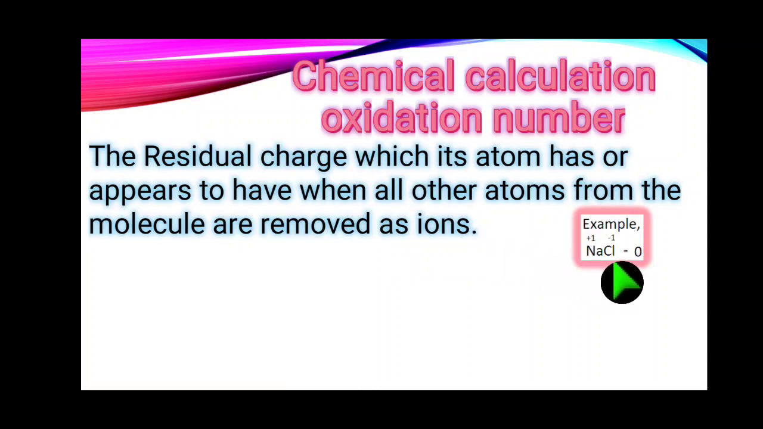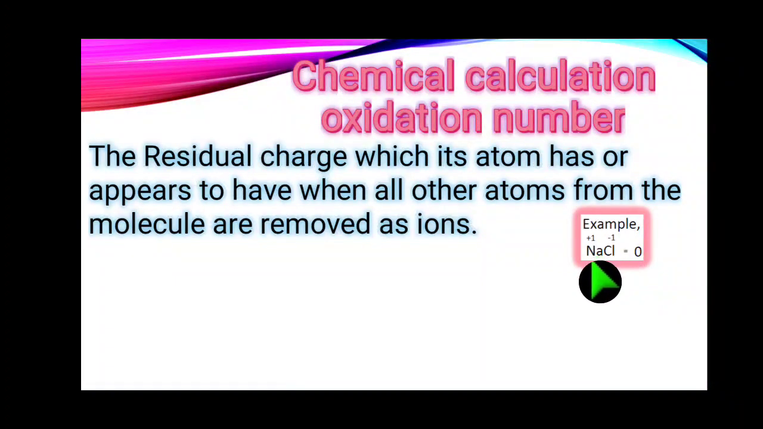For example, sodium chloride. The total charge is zero. Suppose we are going to find the sodium metal charge alone in the sodium chloride crystal. If you are going to find the sodium charge alone, you should know the charge of the other element, chlorine. Then only we can find the sodium charge. Chloride charge is minus 1, so total equals 0.